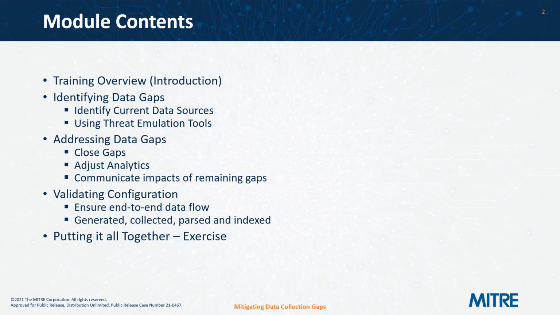We will begin this module with a general overview of the hunt methodology training. We will then move into the module proper by discussing identification of data gaps. This will include identification of current data sources as well as how to use threat emulation tools to identify where gaps may exist. Once the gaps have been identified, we move on to addressing those gaps. We can either close them, adjust analytics to compensate for any known gaps, or, in the event that we cannot find a resolution, communicate the impacts of any remaining gaps to the network owners.